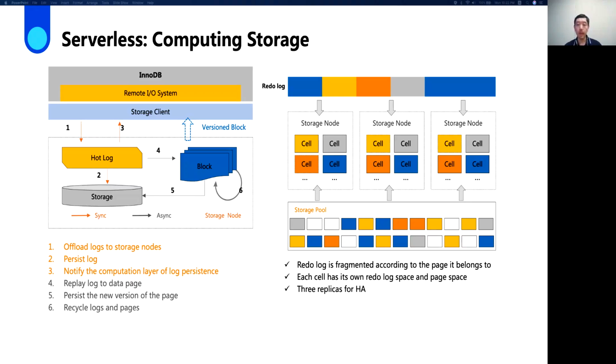In order to make it happen, the redo log is fragmented to small pieces according to the page it belongs to. The system will dispatch the redo log to specific cells so that the redo replay can be done in parallel.